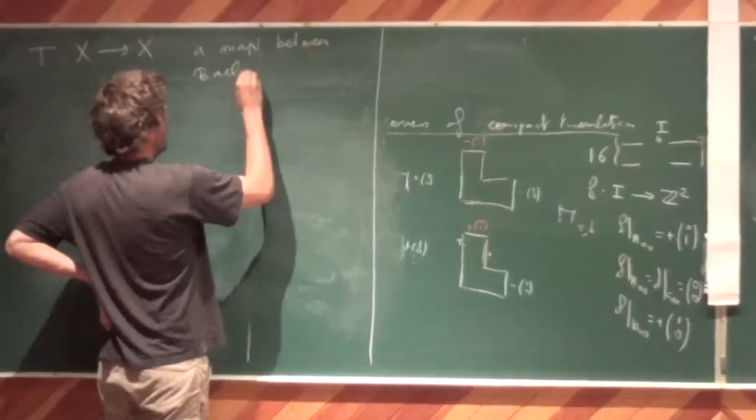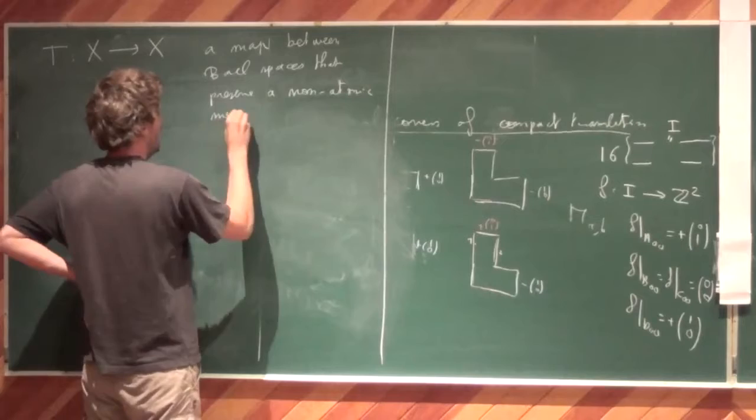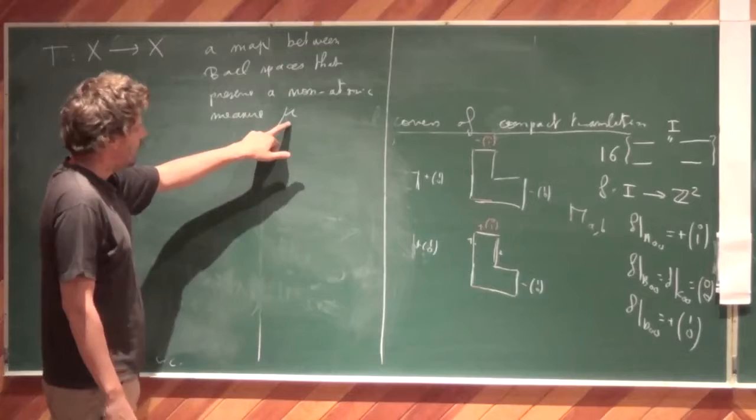We consider spaces that preserve a non-atomic measure mu. An interval exchange is a perfect example of that, so think of it as an interval exchange, and the measure mu is the Lebesgue measure. Because your interval exchange is piecewise translation, you preserve the Lebesgue measure.